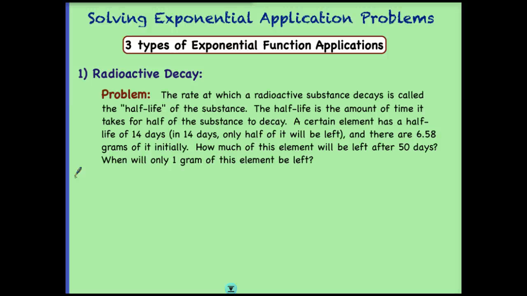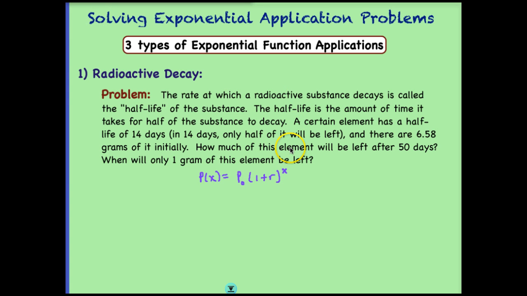A certain element has a half-life of 14 days. In other words, in 14 days, only half of it will be left. And there are 6.58 grams of it to start with, the initial amount. How much of this element will be left after 50 days? And when will only 1 gram of this element be left? Again, we can use the same formula that we've been using all along.